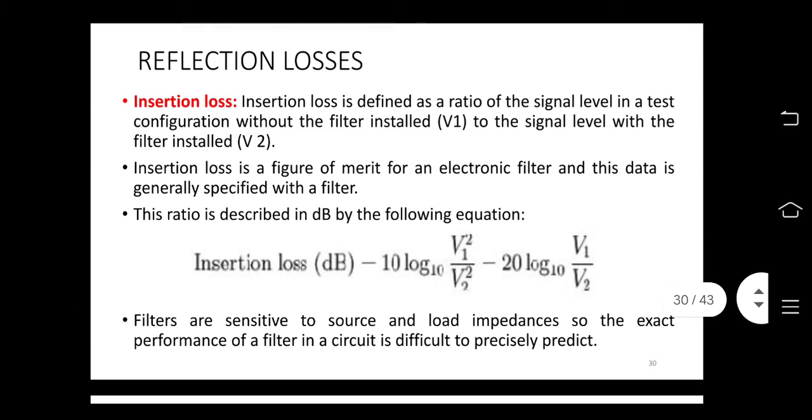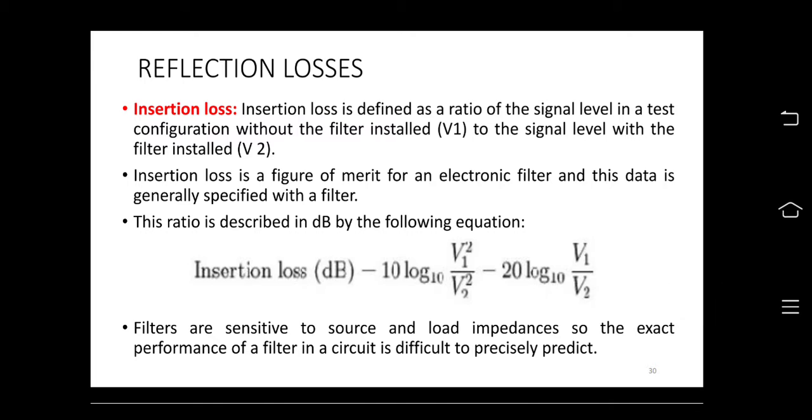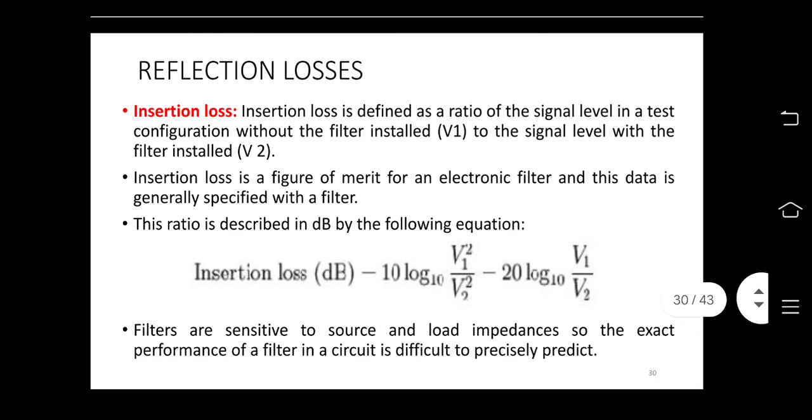Reflection losses. The insertion loss is defined as the ratio of the signal level in a test configuration without the filter installed, that is V1, to the signal level with the filter installed, that is V2. So before insertion and after insertion, you take the signal level and you take the ratio of it, and that is the insertion loss.